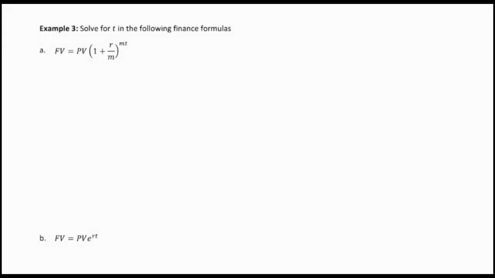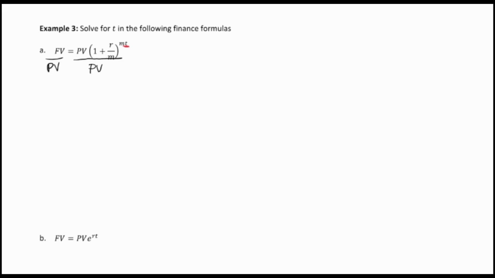For example 4, we need to solve for t in the following finance formulas. So that means that we need to leave t by itself. We're going to apply the same steps that we were doing in the previous examples. So the first thing is to isolate my expression with the exponent. So here PV is multiplying this part, so we divide both sides by PV.